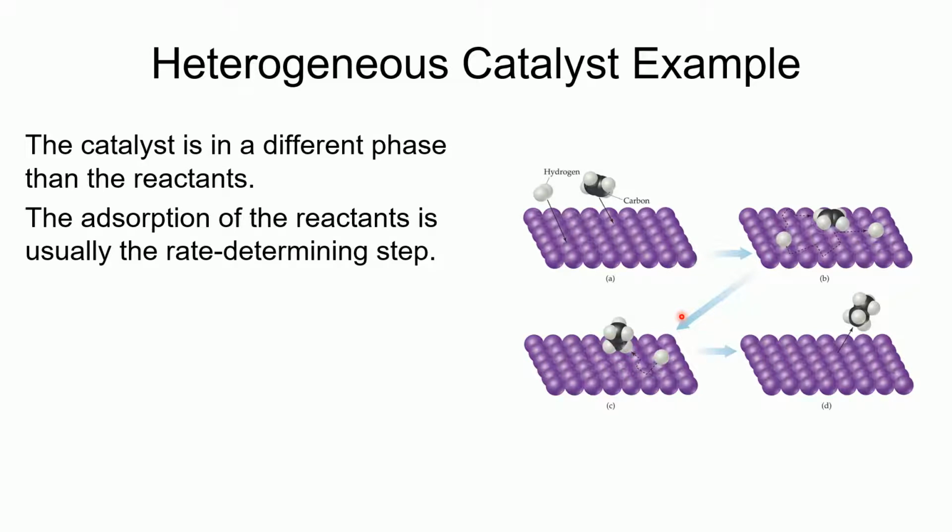Typically, the absorption of the reactants onto or into the surface is usually going to be our rate determining step. But here is the overall reaction. If we take the compound ethylene and add hydrogen to it to produce ethane, we will find that if we put this into a regular flask and just wait around for it to react, we could wait the rest of our lives and it would never react. And that's because the activation barrier for doing this is enormous.